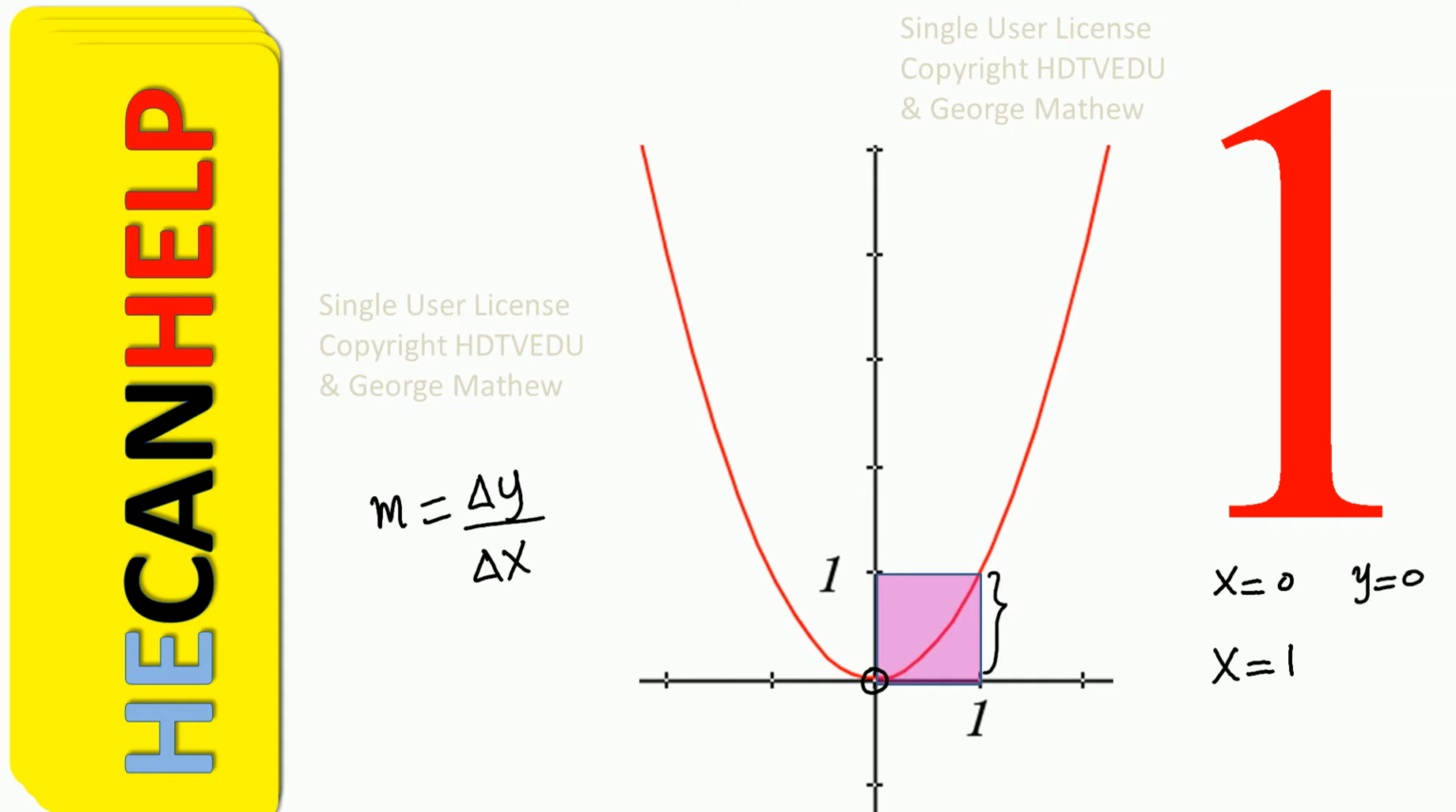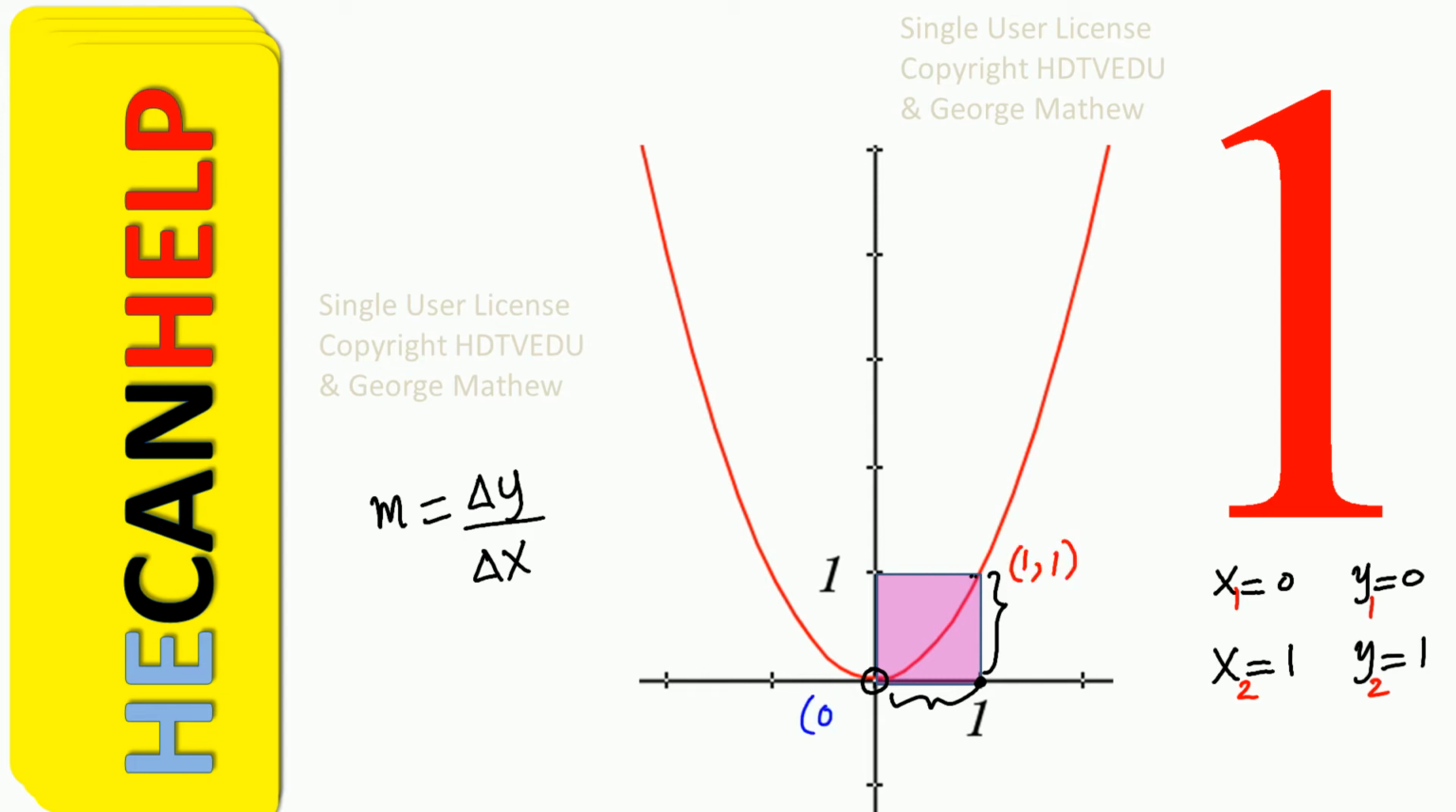X is equal to 1 is right here. And at that x, what is the y that we read? That is 1, so y is equal to 1. So now we have x, y, x, y. Instead of doing that, let's call this x1 and call this x2, and call this y1 and y2. So the first point is 0, 0. The second point is 1, 1.